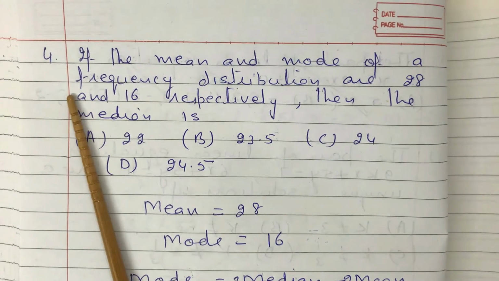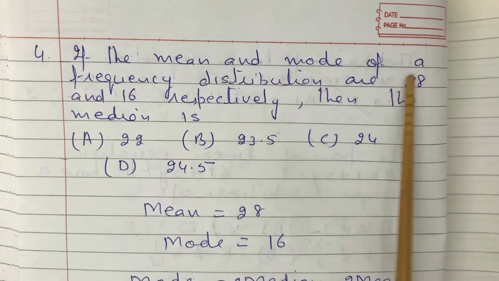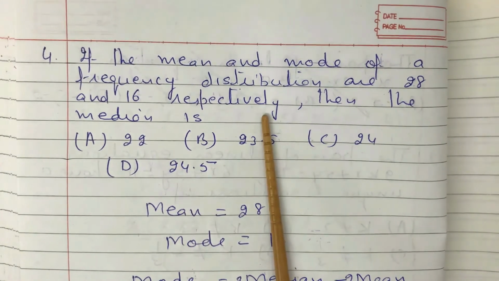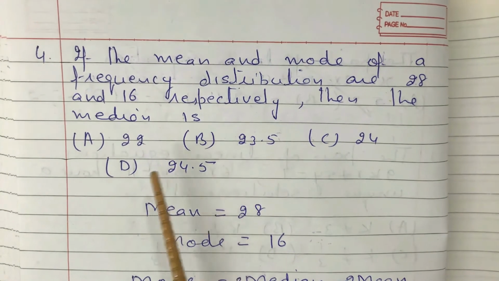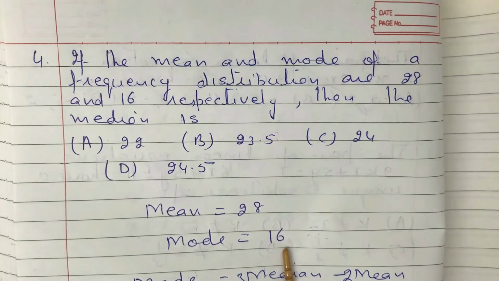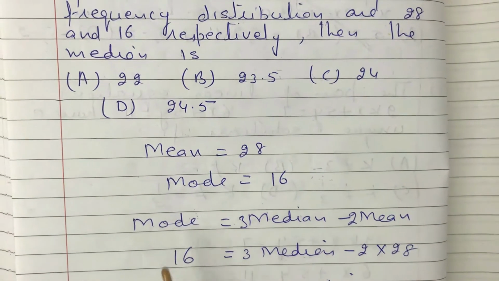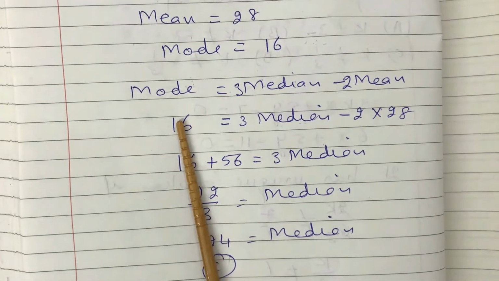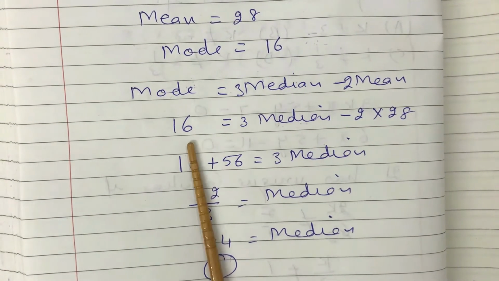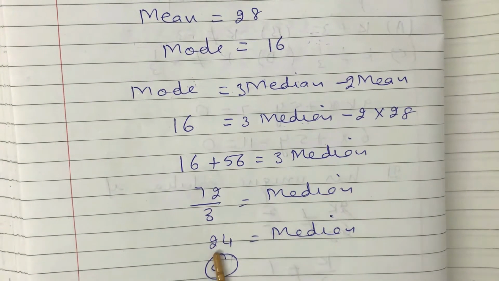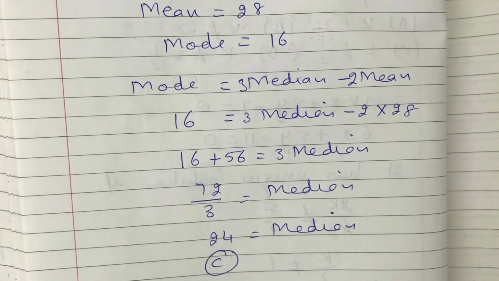Now the fourth question. If the mean and mode of a frequency distribution are 28 and 16 respectively, then the median is. There are 4 options. Now mean is 28, mode is 16. We have this formula, mode is equal to 3 median minus 2 mean. So write the formula, substitute the values of mode and mean. You will have median is equal to 24. So C is the option.